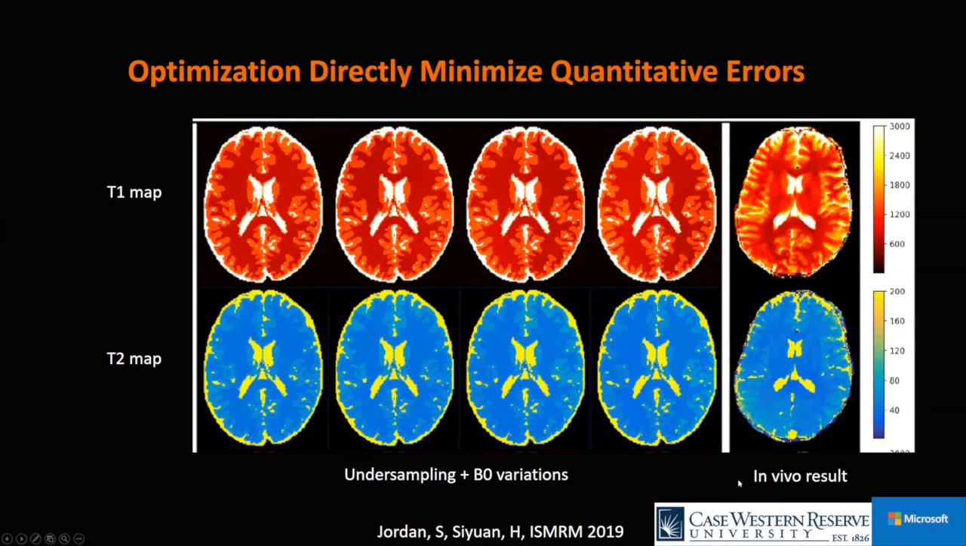So here is the corresponding in vivo result we got. Again, there are no shading artifacts at all from the optimized scan. So we hope that this physics-based model-based optimization will really improve the robustness of MRF for the actual in vivo scan.